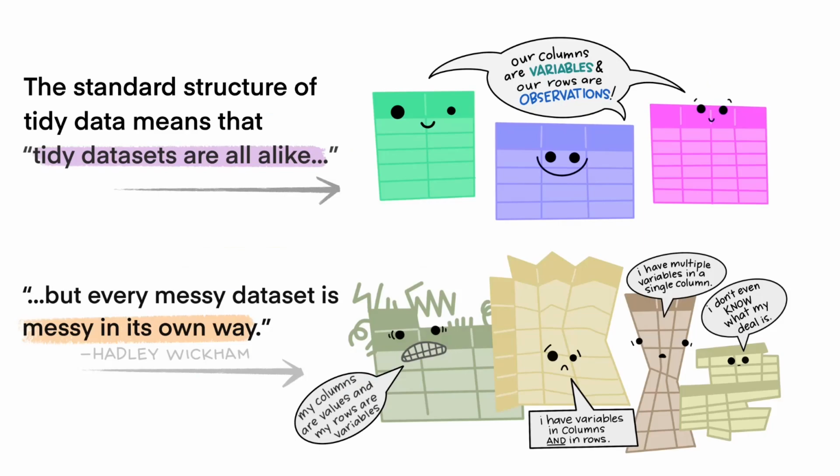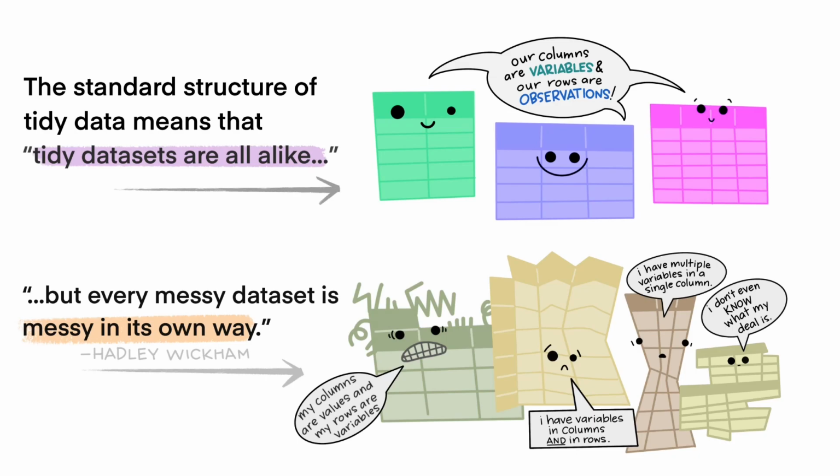So as said, all tidy data sets are pretty much the same. The columns are variables and the rows are observations, but every data set is messy in its own way. So when we look at the first guy here, my columns are values and my rows are variables. This might not seem super important to you, but when you think about what we just learned, that in R, in every column, you can only store one data type, you quickly understand that it is really problematic to have a data frame where the columns are really observations.